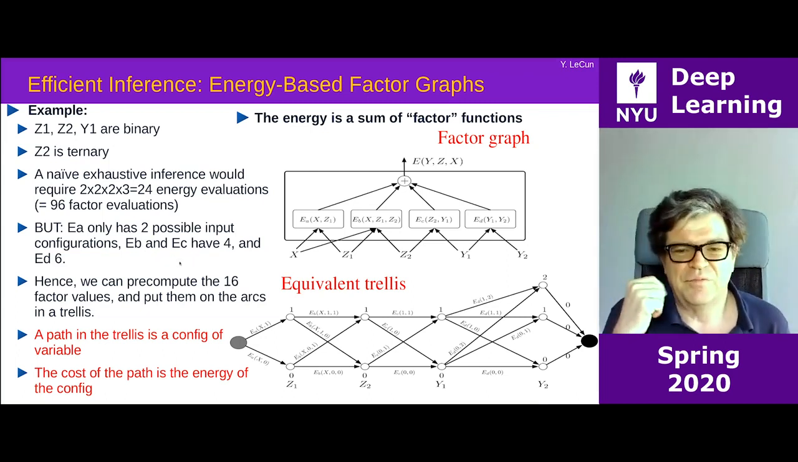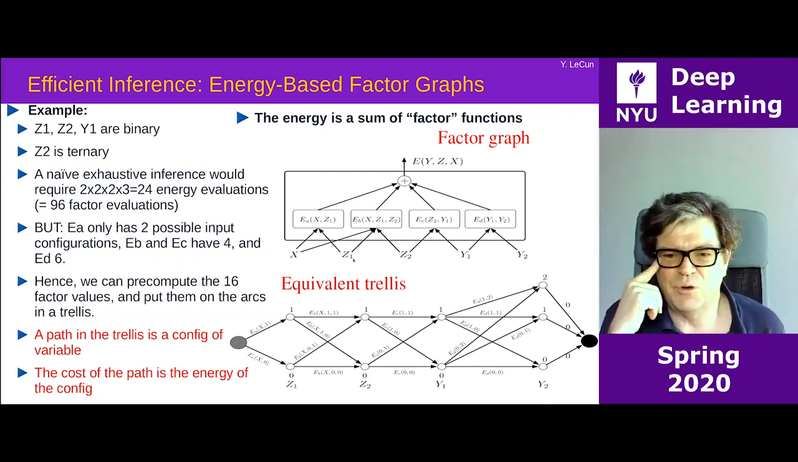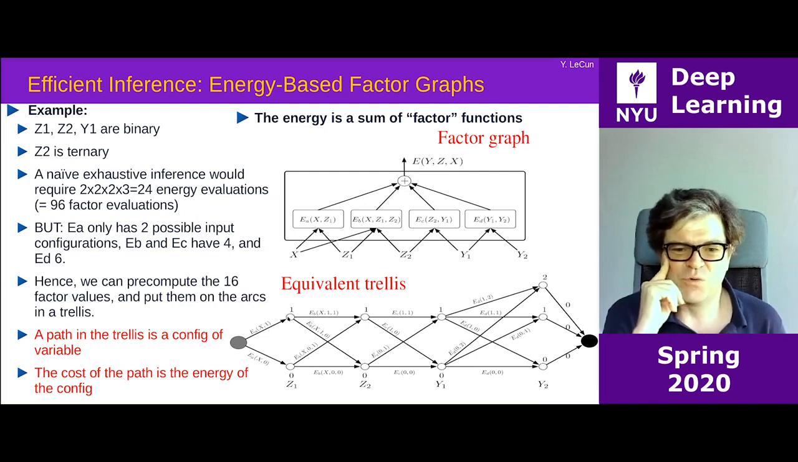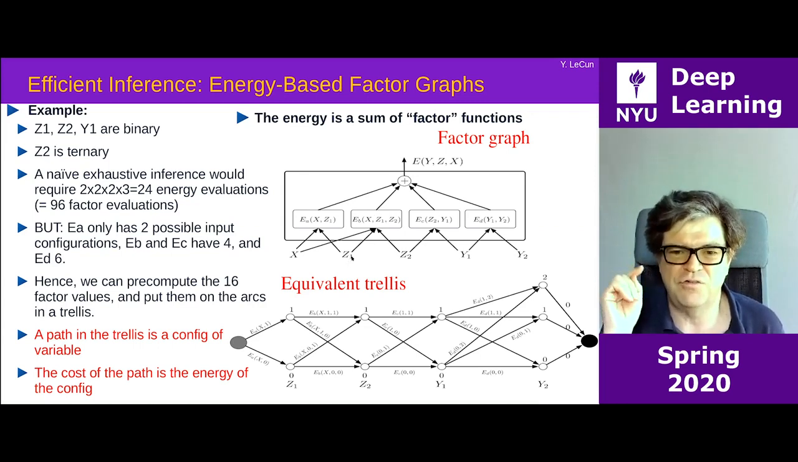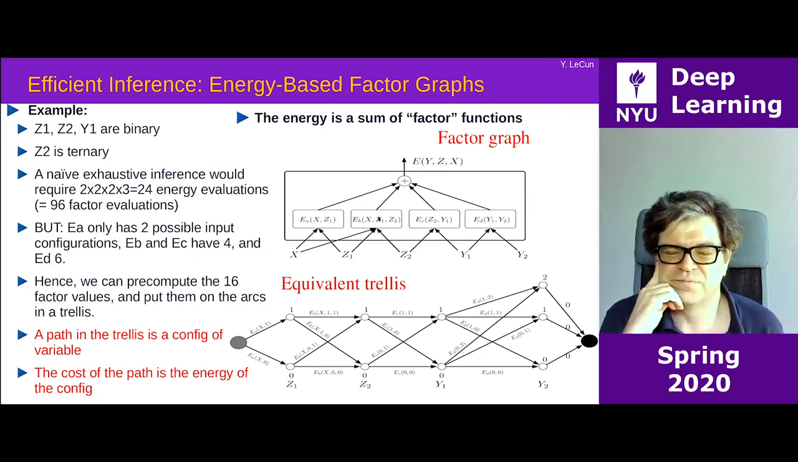Okay, but there is a more efficient way of figuring out the configuration of lowest energy. It's due to the fact that you have this local structure. Z1 can only take two values, and Z2 can also only take two values. So this energy term can only take four values. It's only ever going to see 0,0, 0,1, 1,0, 1,1. So you could imagine pre-computing those four values.